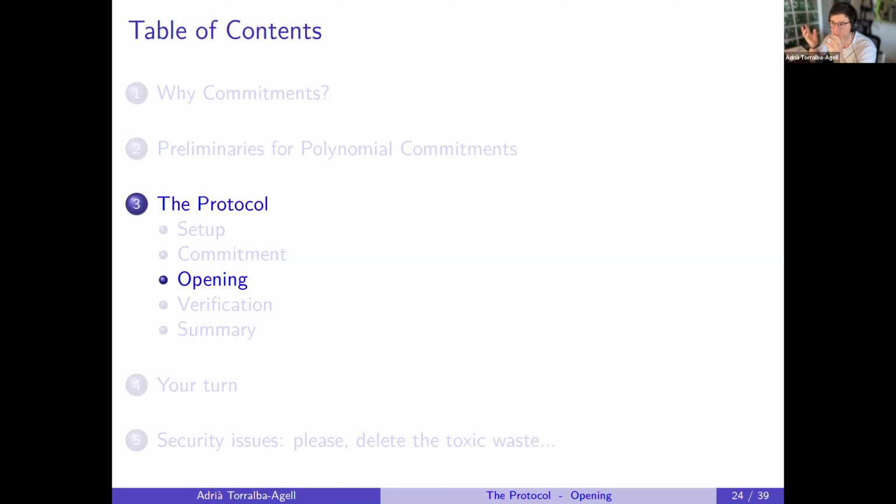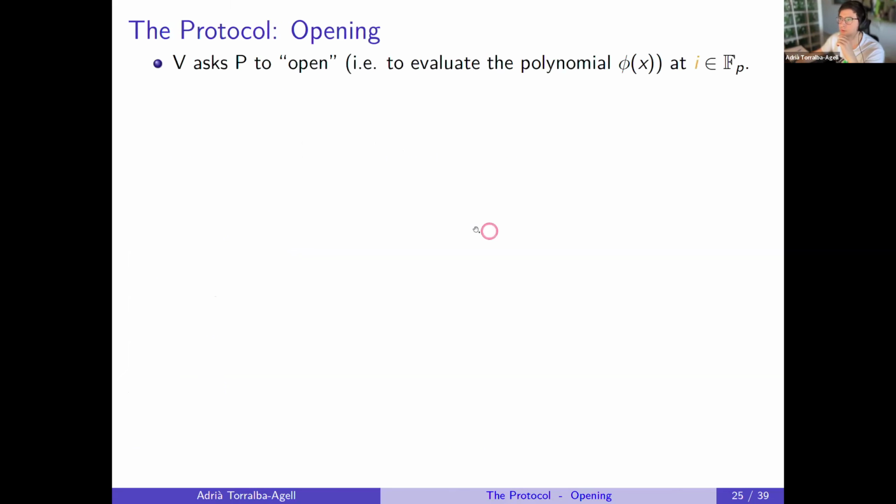In the commitment phase, the verifier notes our commitment and writes it on paper, let's say, and records our commitments. Now, in the opening phase, the verifier asks the prover to open, which in this case means to evaluate the polynomial phi of x at usually a random number i in the finite field. Okay? To do that, the prover knows a clever algebraic trick, which is the following.